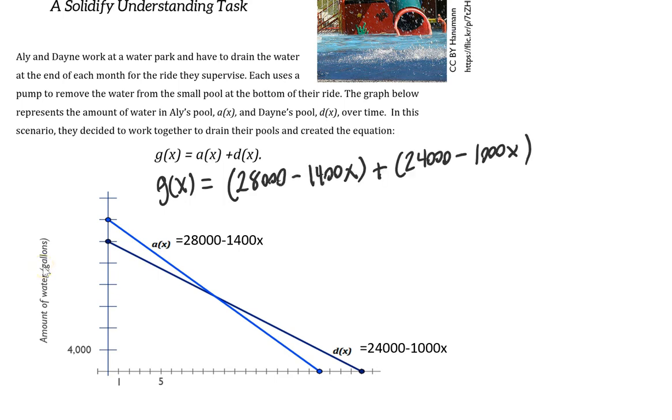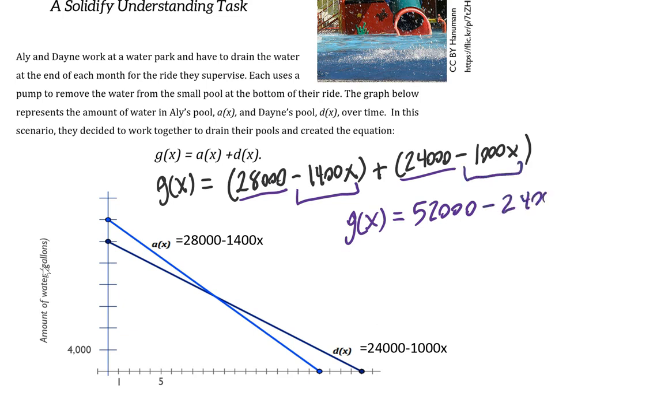So by combining like terms, I can create the new equation. 28,000 plus 24,000 is 52,000. And then negative 1400x minus 1000x is negative 2400x. So by working together, they can drain the 52,000 total gallons at a rate of 2400 gallons per minute.